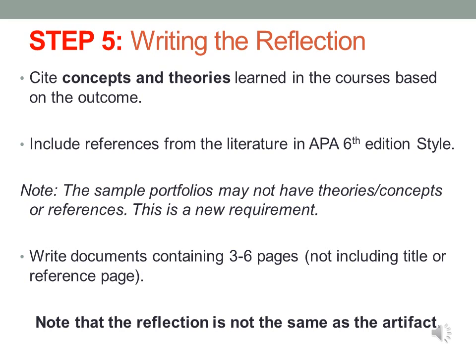Remember that it is important to cite any concepts or theories learned in the courses based on the outcome. Your citations and references should all be in APA 6th edition. If you have any doubts about this, the UWM Writing Center can help. They also schedule online appointments and you can work with them remotely. All your reflections need to be 3 to 6 pages long. Do not exceed this. This page count does not include the title page and your references.